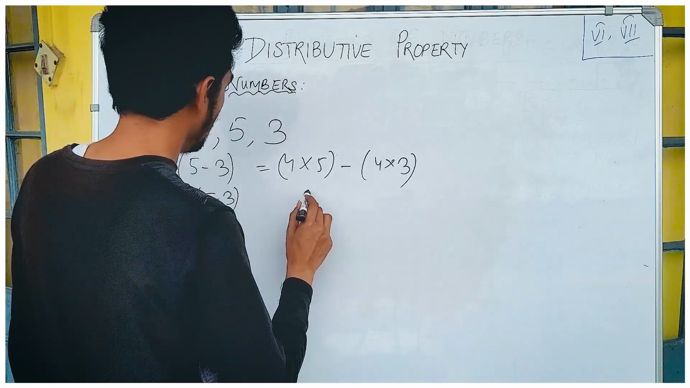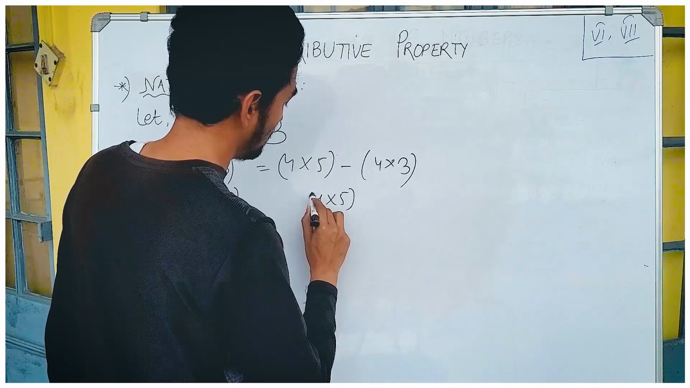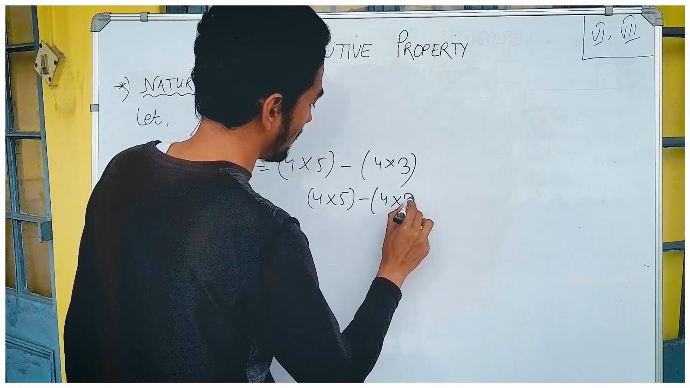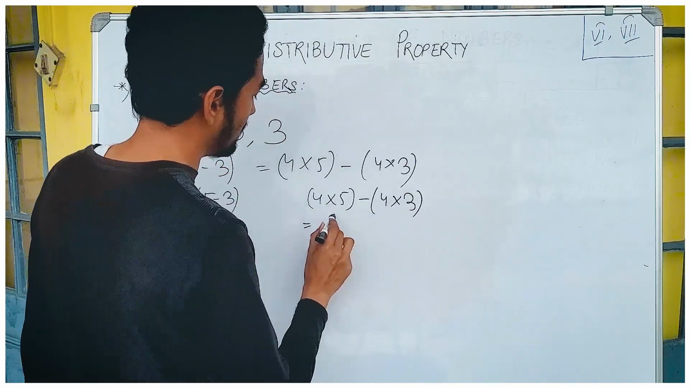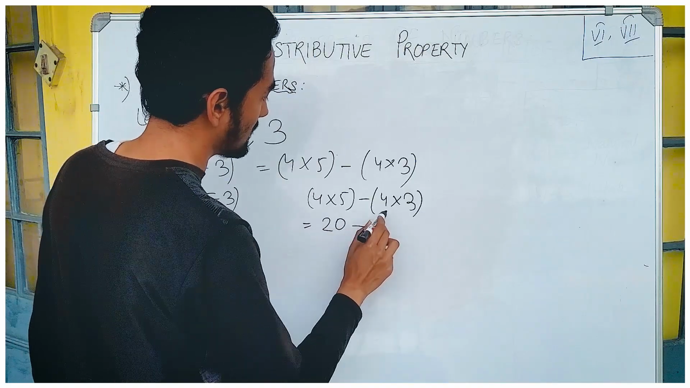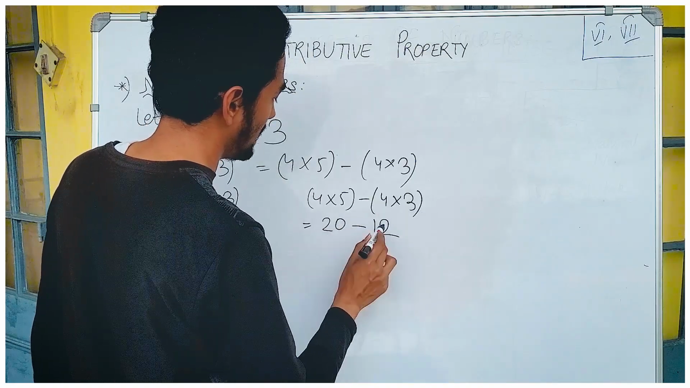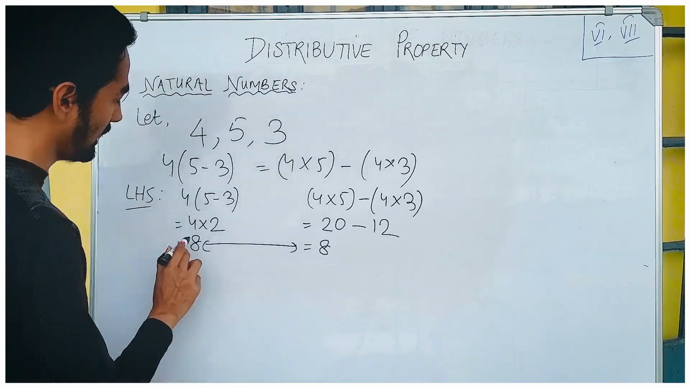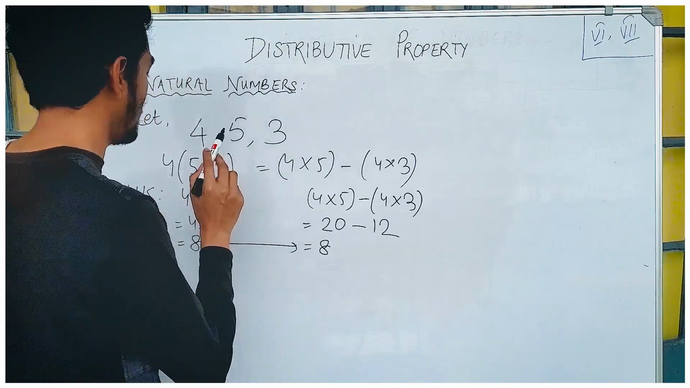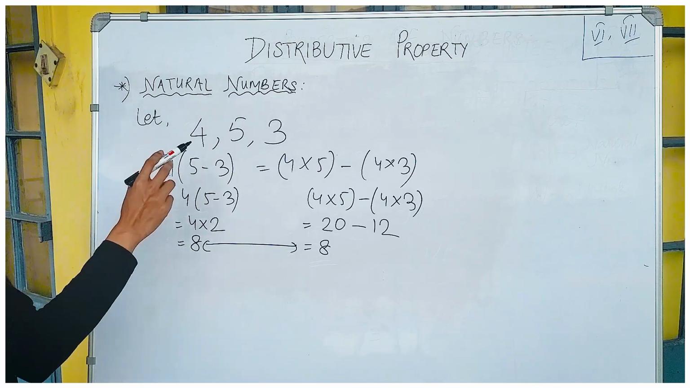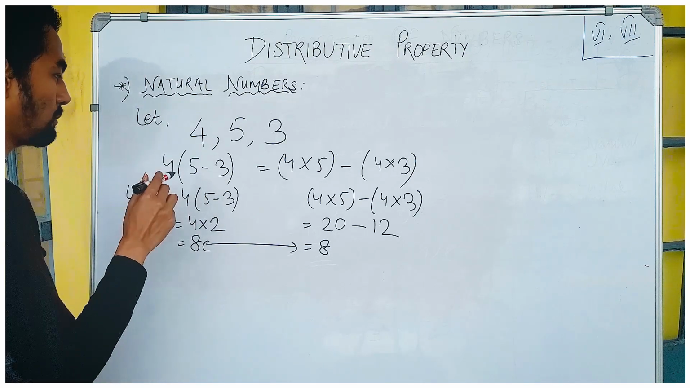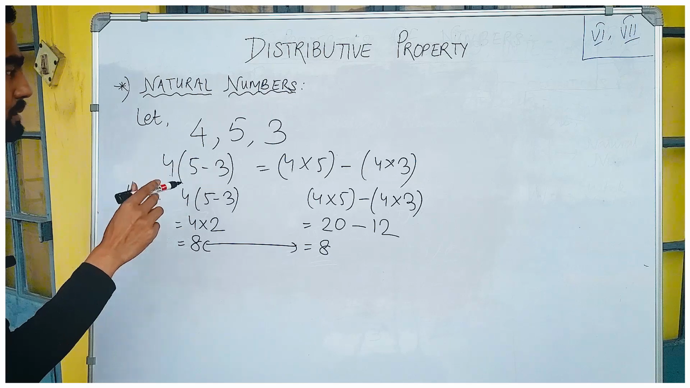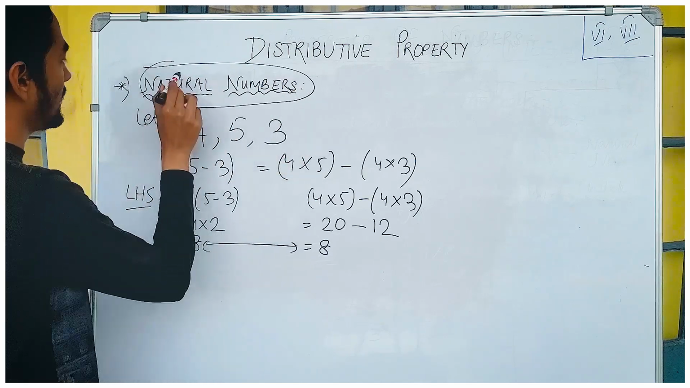So here, 4 into 5 minus 4 into 3. Okay? So 4 5s, what did we get? We got 20. Minus 4 3s, what did we get? We got 12. So 20 minus 12 is 8. So the 8 matches, 8 and 8. So here the distributive property is satisfied. So we have taken here two examples to show that the distributive property will hold whether it is addition or subtraction, when it is the case with natural numbers.